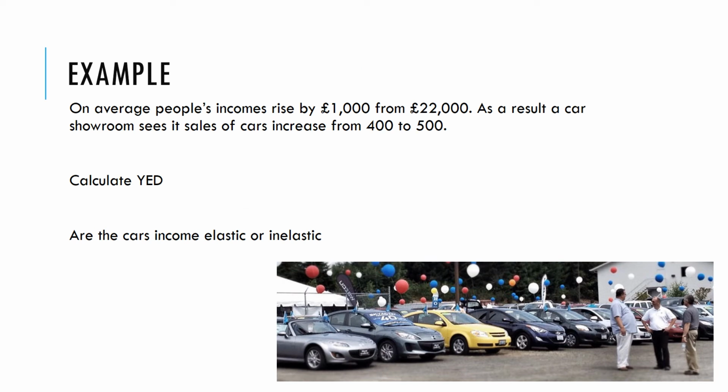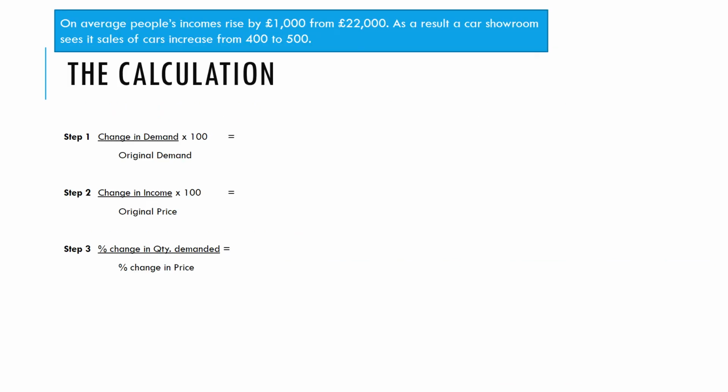So let's have a look at an example. On average, people's incomes rise by £1,000 from £22,000. And as a result, car showrooms see their car sales increase from 400 to 500. What would be the income elasticity of demand for cars here? How is the demand for cars affected by changes in income? And is it an elastic response, a big change in demand, or is it an inelastic response, not much of a change in demand? Well, let's go through the steps and work out the answer to this calculation.